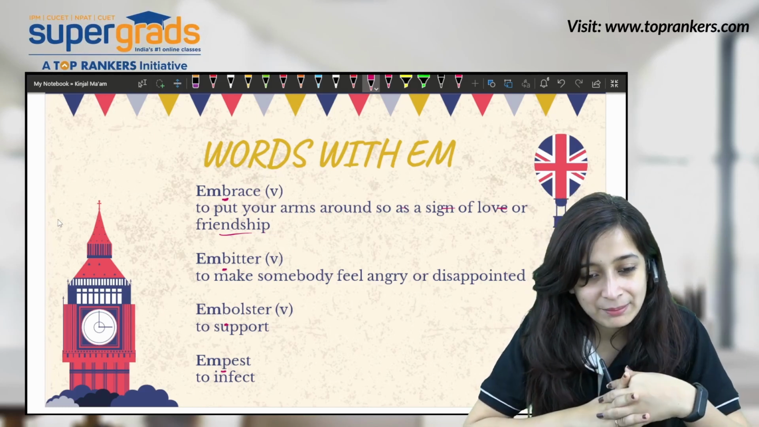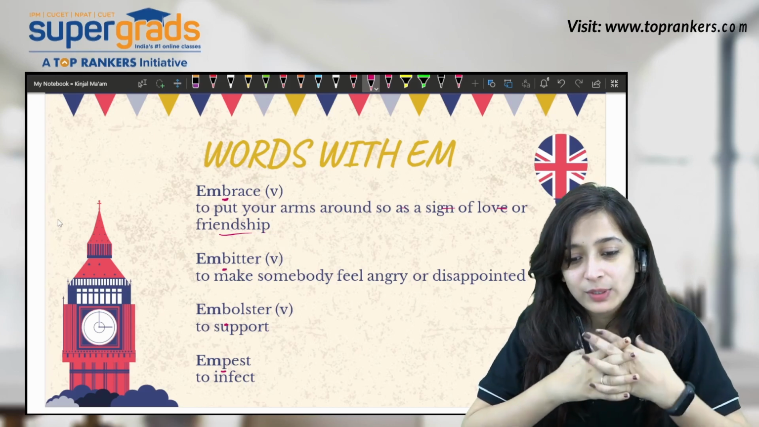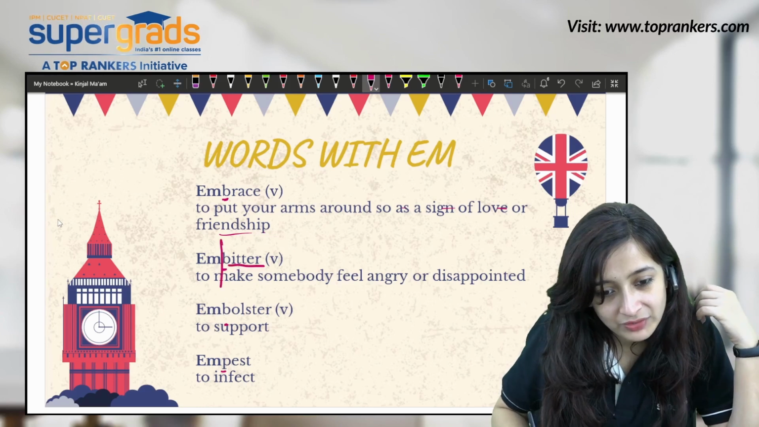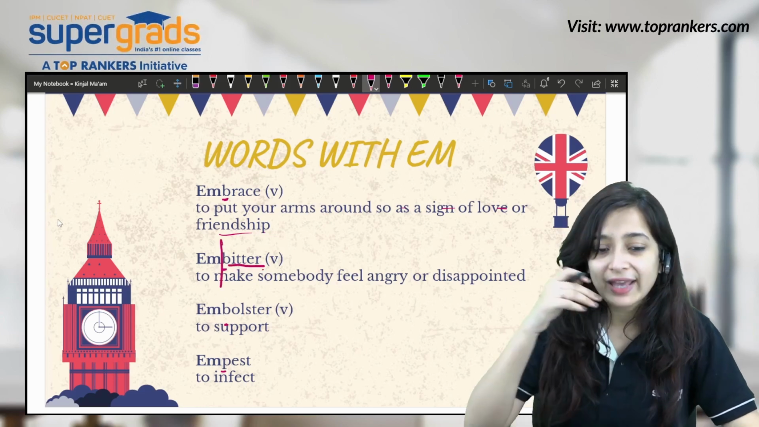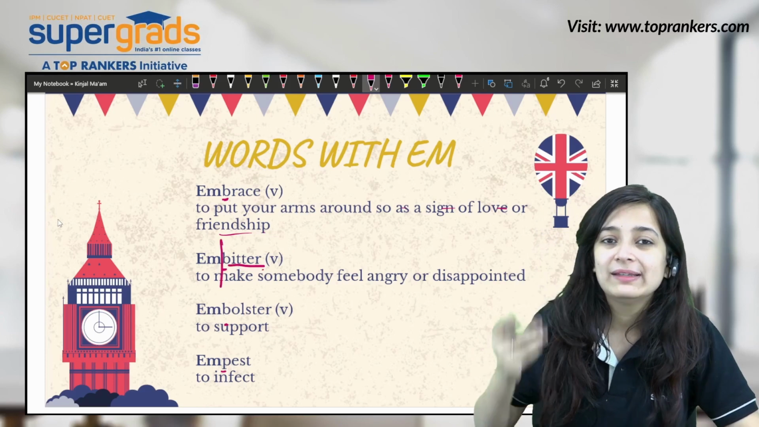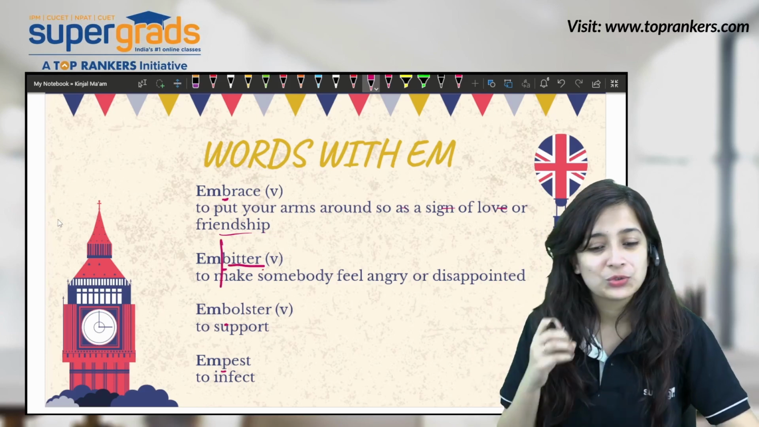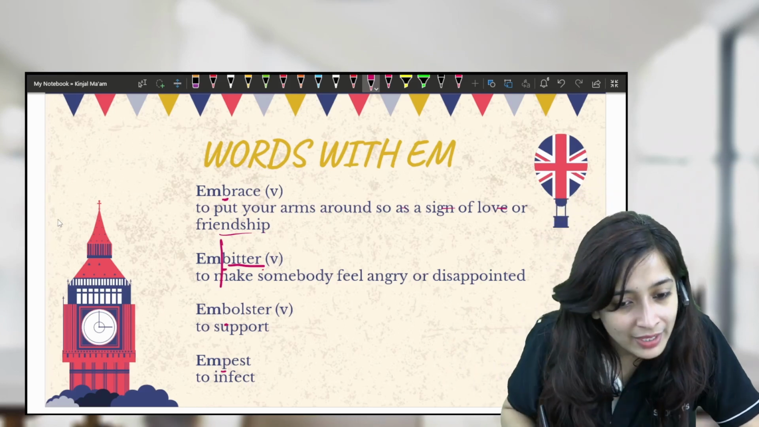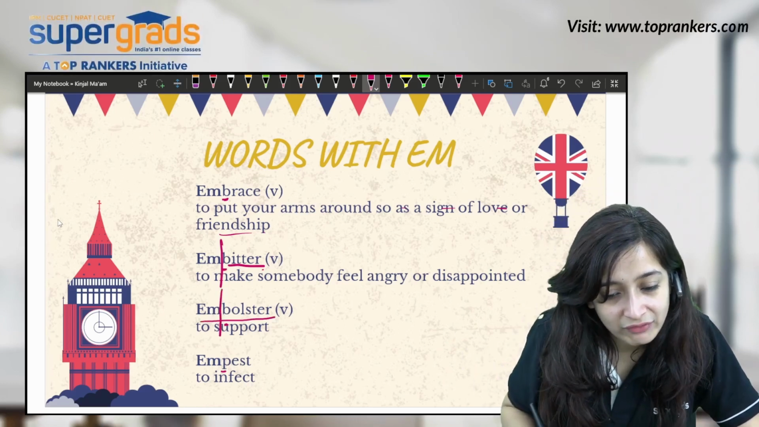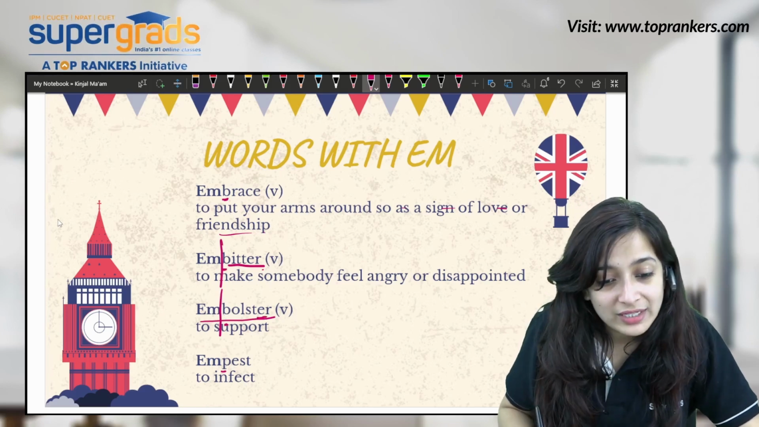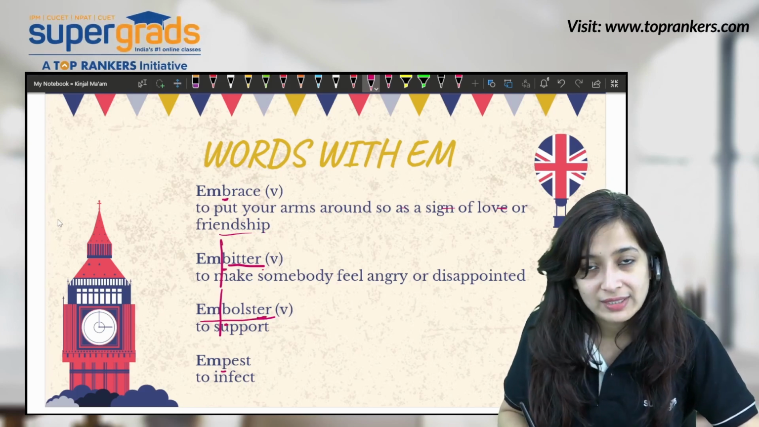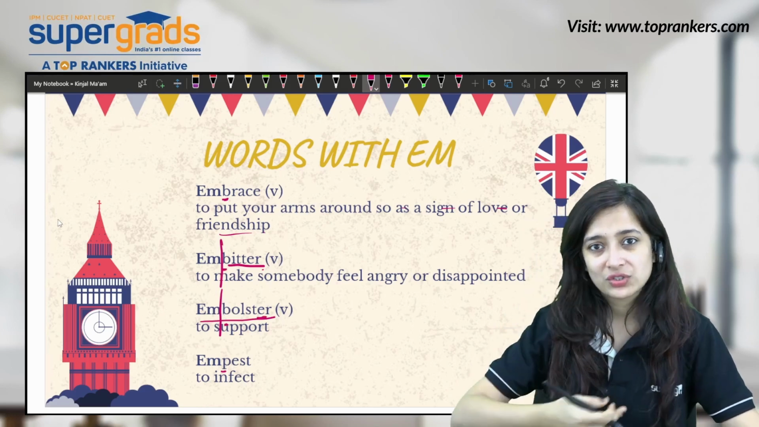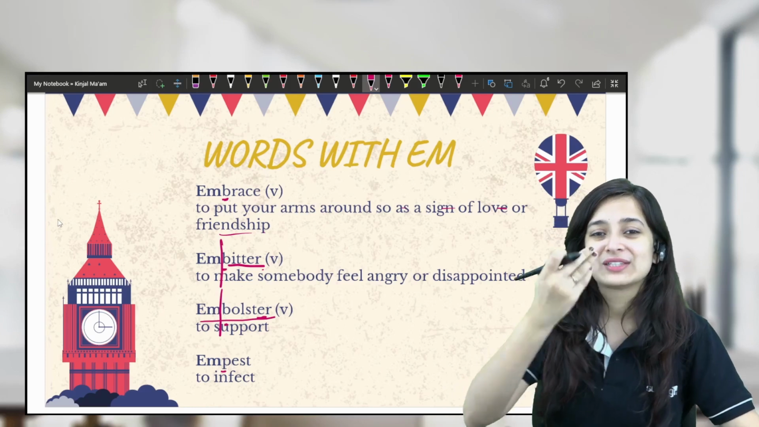The second word is embitter, which basically means to make someone feel angry or disappointed. Now look here, after em there is bitter, which means kadwa. So again the root word here is bitter, so it basically means to feel bitter. So to make someone feel angry or disappointed. And bolster. Again, we have a root word situation here. Bolster basically means to support someone. Bolstering means supporting. And embolster, in the verb format, means to give someone support.